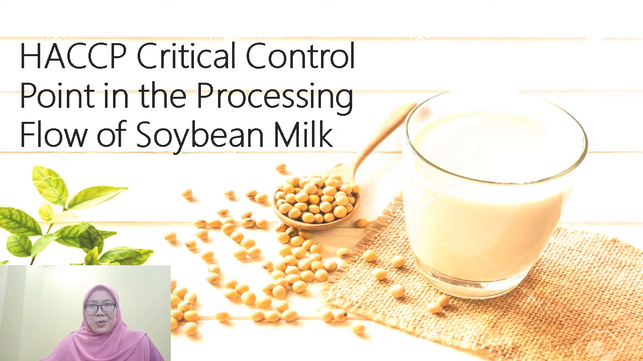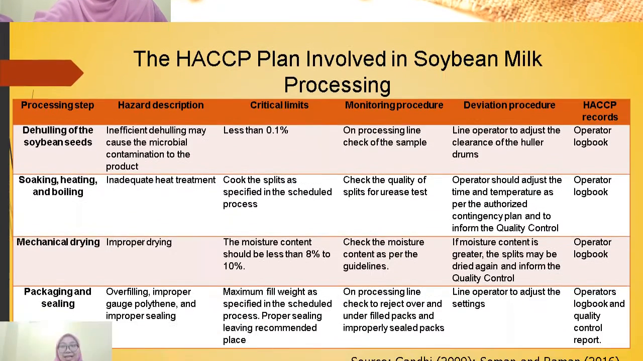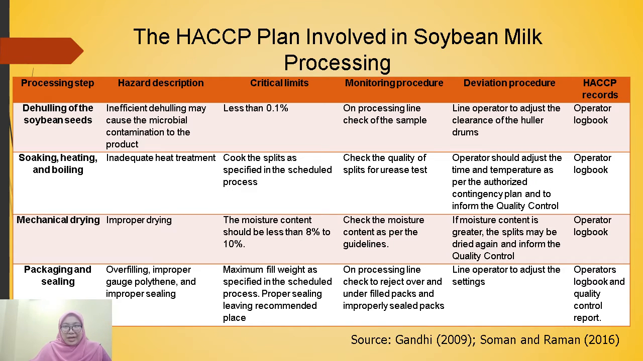Let us move on to the HACCP critical control point during processing. The table shows the HACCP plan involved in soybean meal processing, which starts with the dehulling of the soybean seeds, soaking, heating and boiling, mechanical drying, and lastly, packaging and sealing. Please bear in mind that each step must be carried out correctly to avoid hazards that not only harm the product but the safety of the consumers.